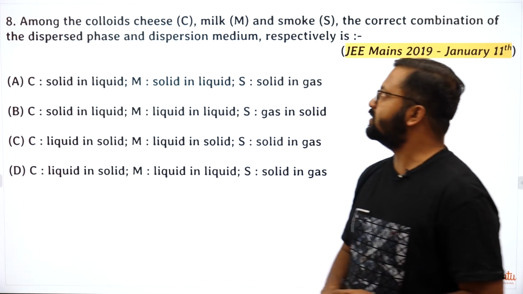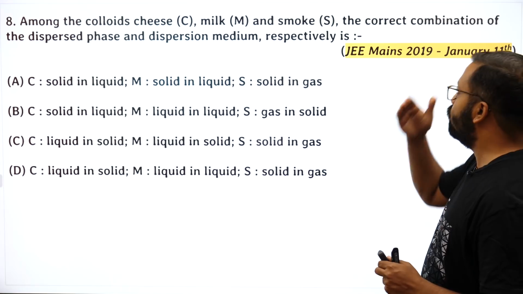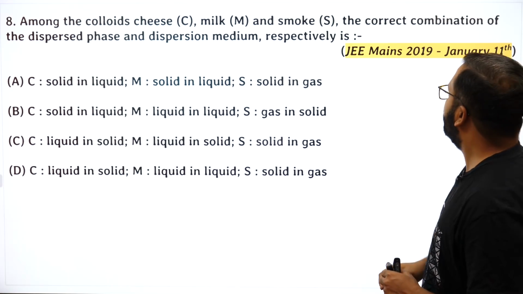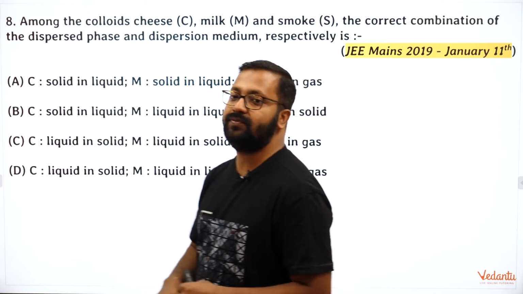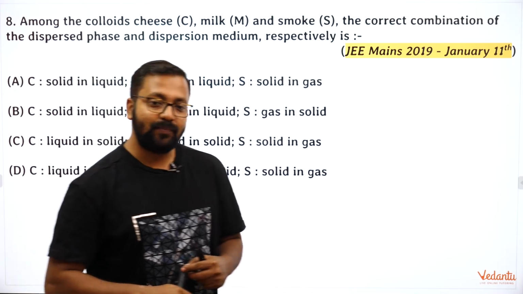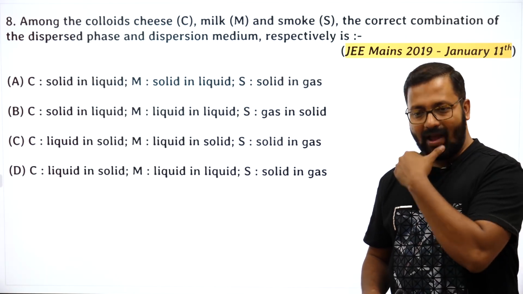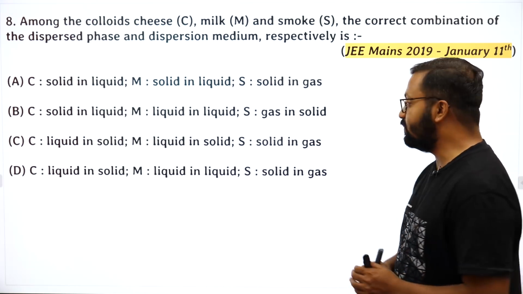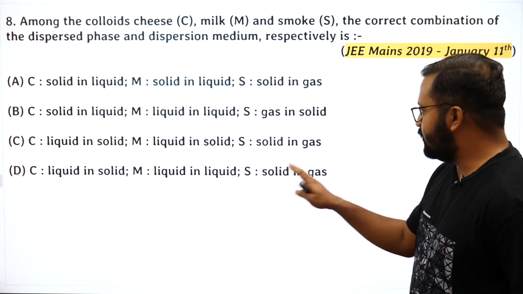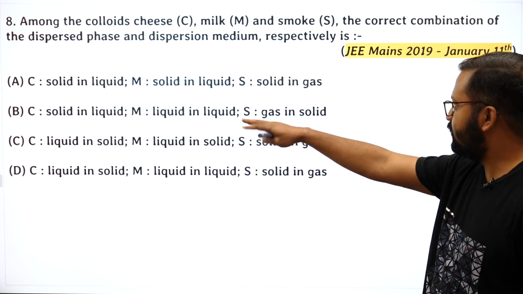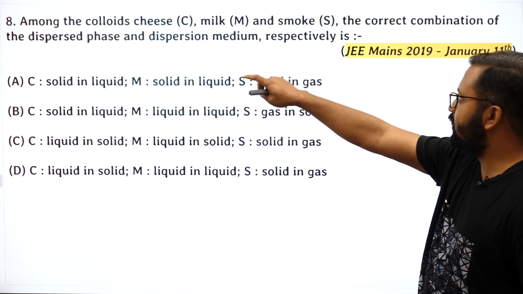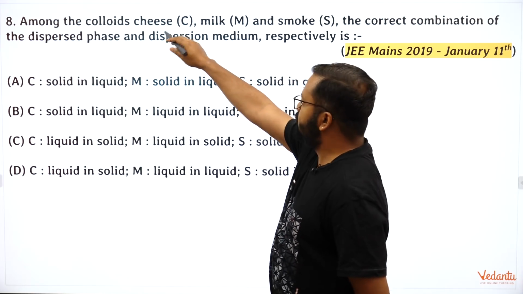Among the colloids, cheese, milk, smoke, the correct combination of dispersed phase and dispersion medium is. बहुत समय confusion रहता है. If somebody tries to solve this, the right answer is, if I look at the options, so solid. The dispersed phase.